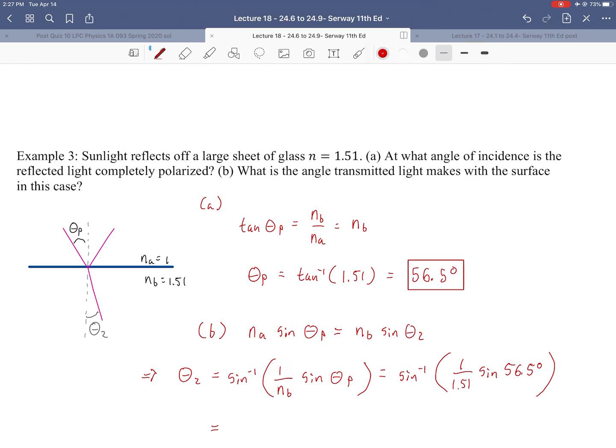So that's going to be sine inverse of 1 divided by 1.51 times sine of 56.5, no rounding here, 33.5 degrees.